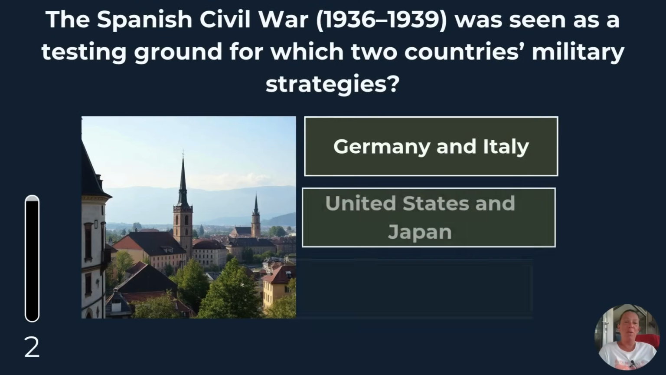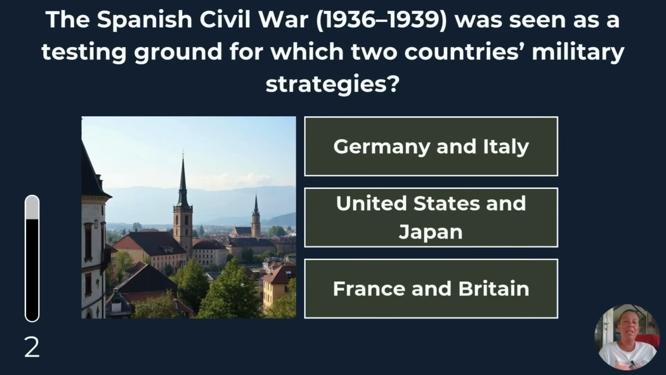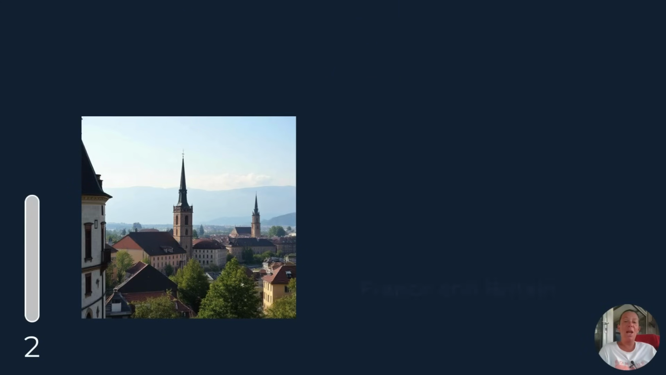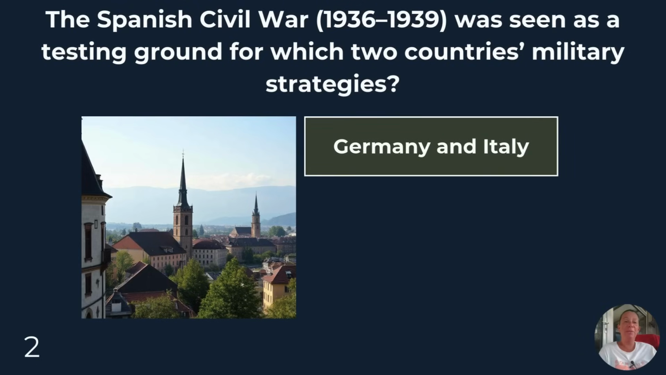The Spanish Civil War, 1936-39, was seen as a testing ground for which two countries' military strategies, Germany and Italy, United States and Japan, or France and Britain? Germany and Italy.